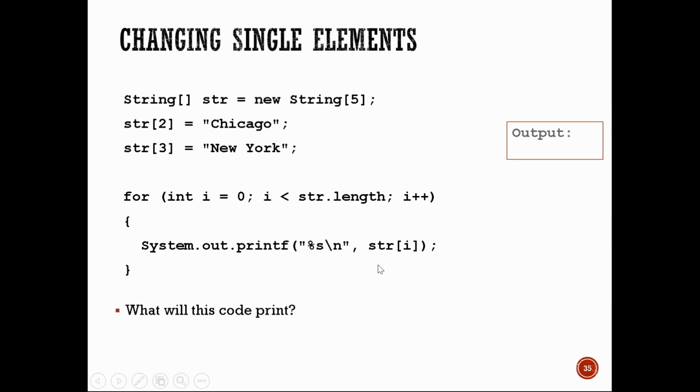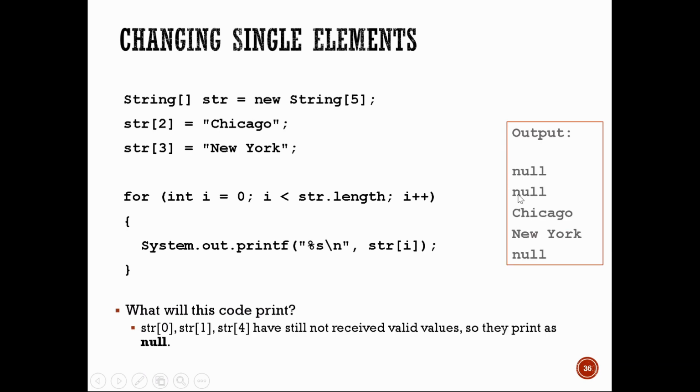So what this program will be doing is it will print the lines, with Chicago and then New York, and the last line an empty string. So let us see. You have null, null, Chicago, New York, and then null. So str[0], str[1], and str[4] have still not received valid values, so they will print null.